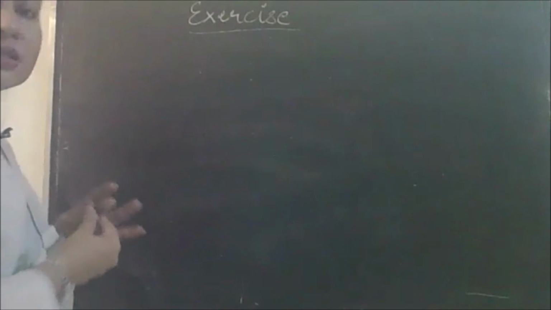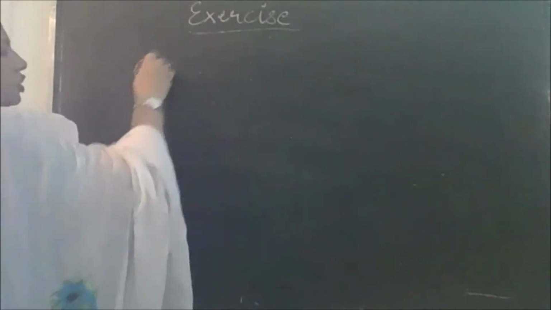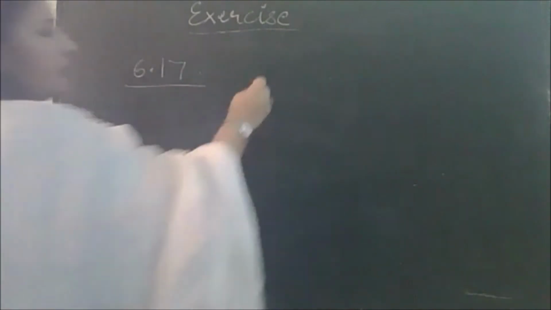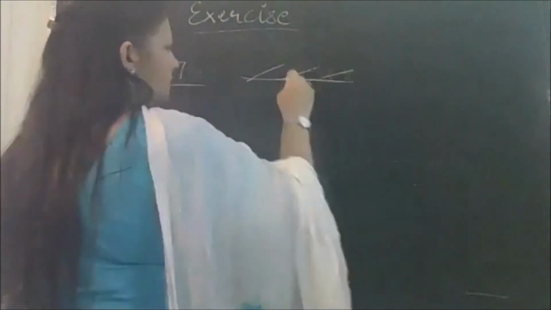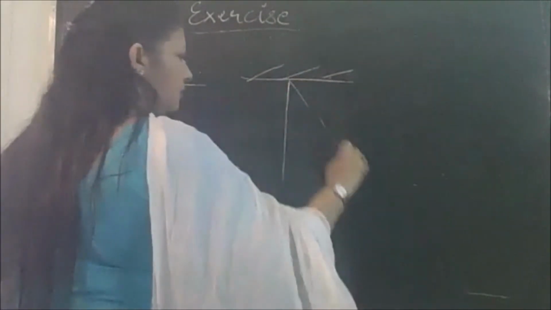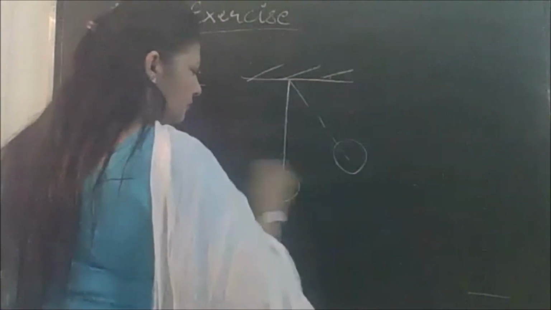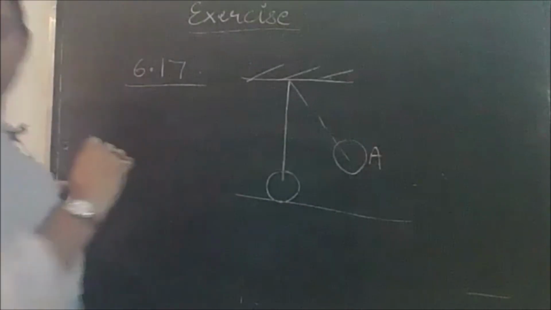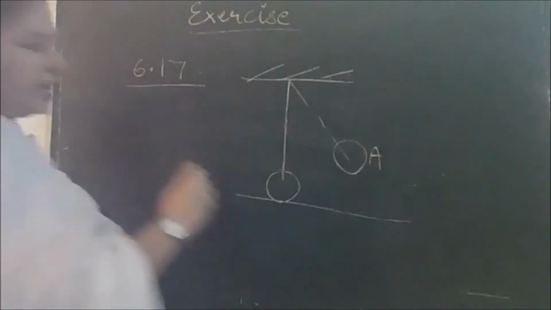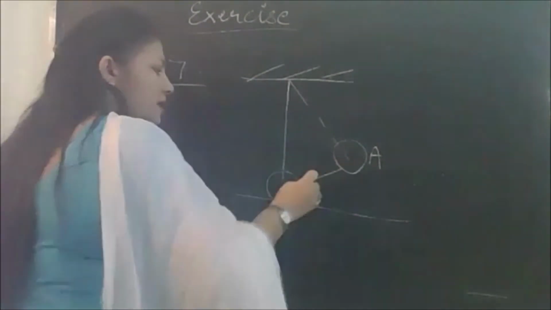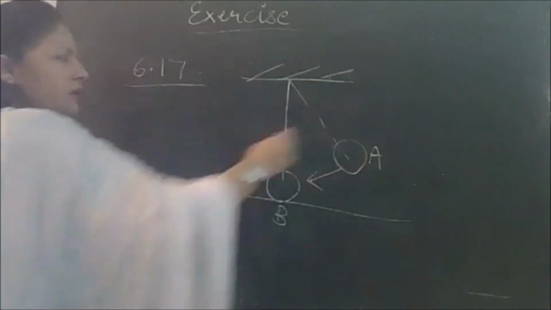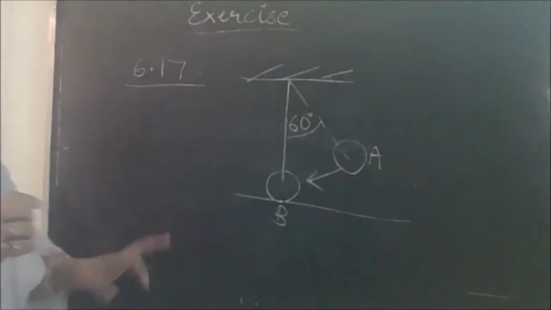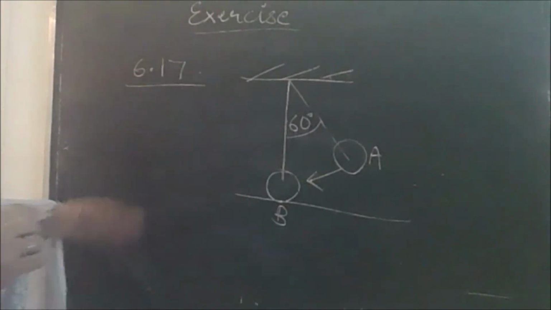And question number 17. So what is the situation given? There are two positions. This is bob A and this is bob B. It is going to hit this bob. The angle involved here is 30 degrees.